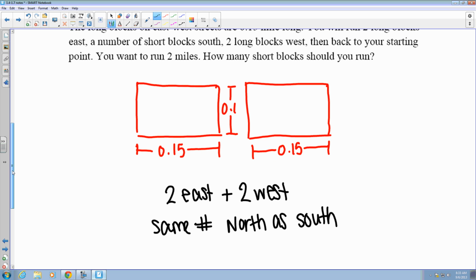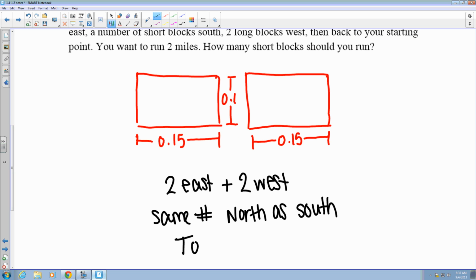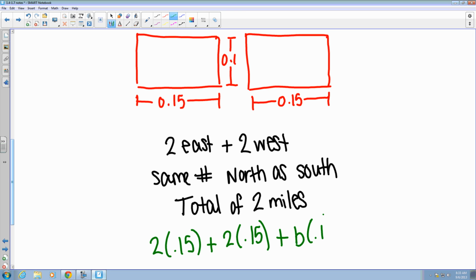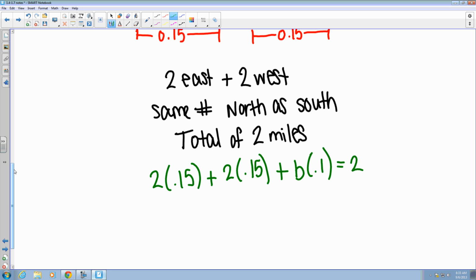And what else do we know? We know we want to run 2 miles. So how are we going to find this? Well, we know that our east and west blocks are 0.15 miles, so we can put that in right away. And we know that we have B number of north-south blocks, and that our total is going to be equal to 2. So we can solve for B then.